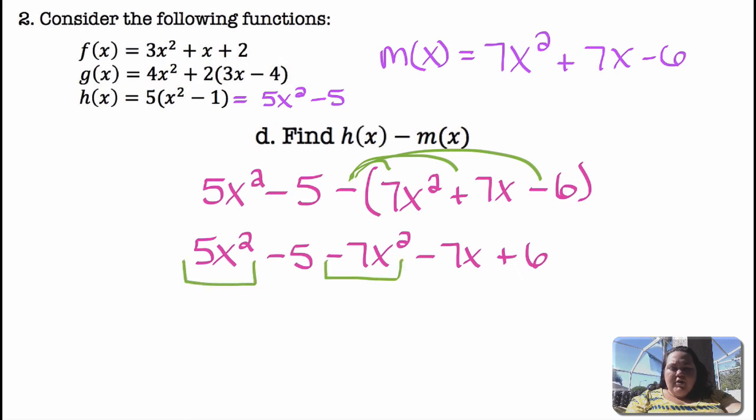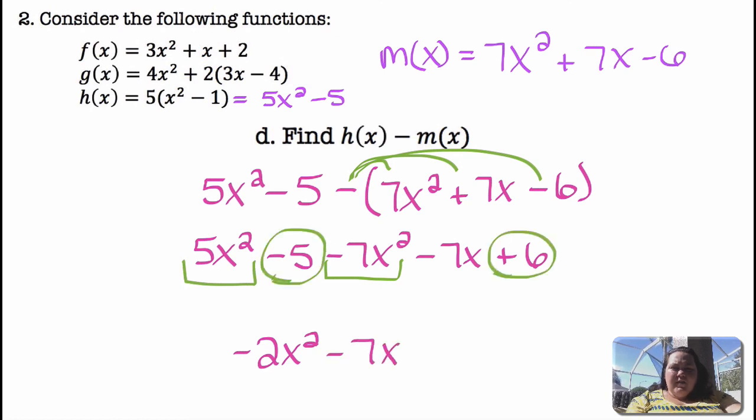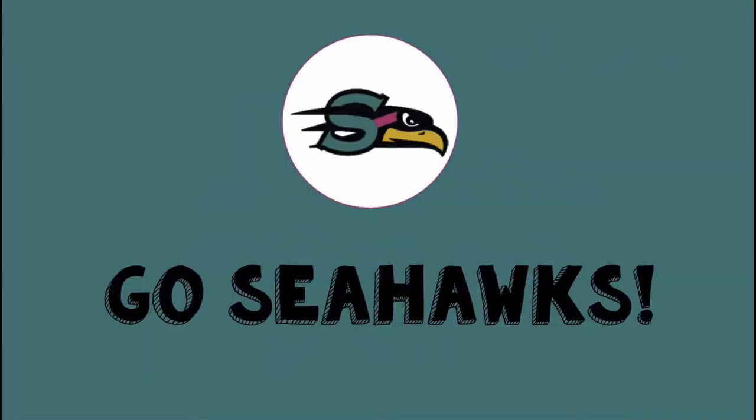Combine like terms, I have two x squared terms, so 5x squared minus 7x squared give me negative 2x squared. I don't have any other x terms, just the negative 7x. So I'm going to combine my constants. The negative 7x is going to come down, and negative 5 plus 6 would give me a positive 1. So negative 2x squared minus 7x plus 1. All right, that's it.